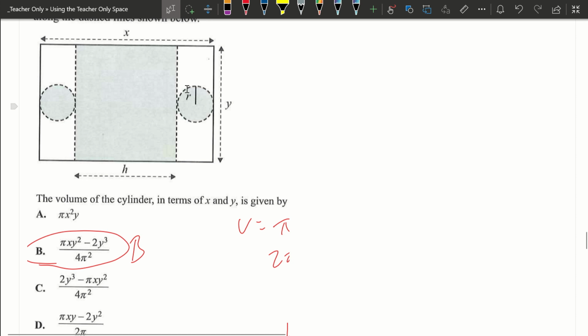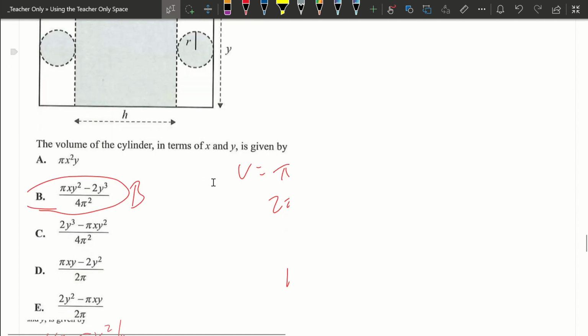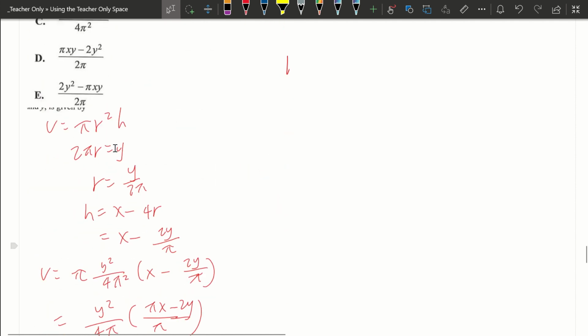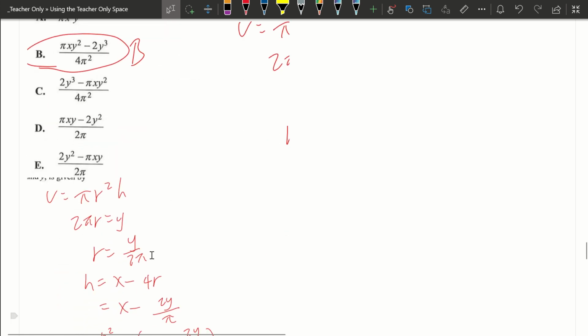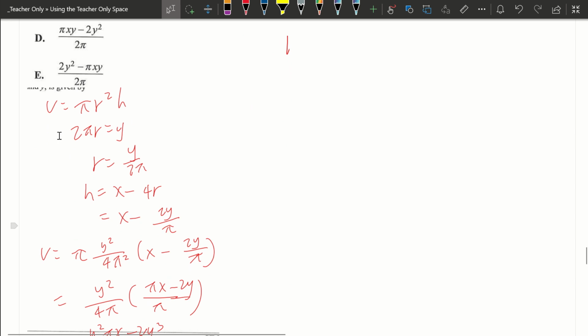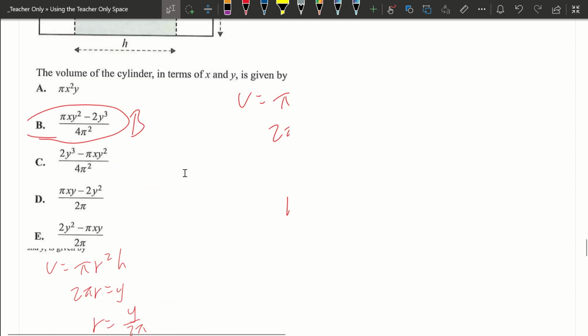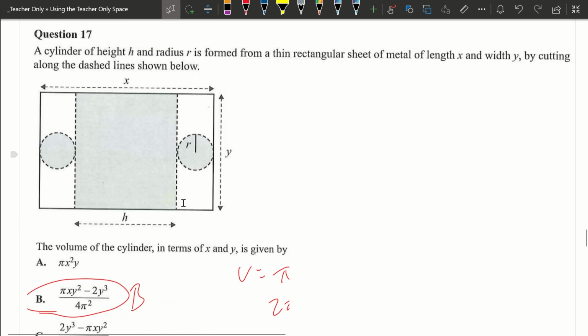Which really means if you take the circumference and you flatten it out, it should just be the length y over here. So we have 2 pi r equals y. Right? That's the first thing. The circumference of the circle equals y. And you can do some algebra and make r the subject. So r is equal to y over 2 pi. And then h and x.